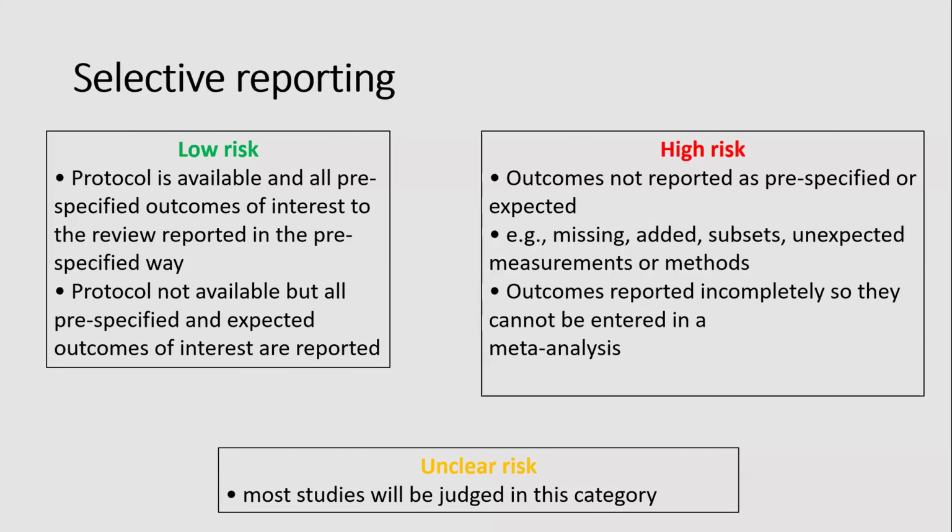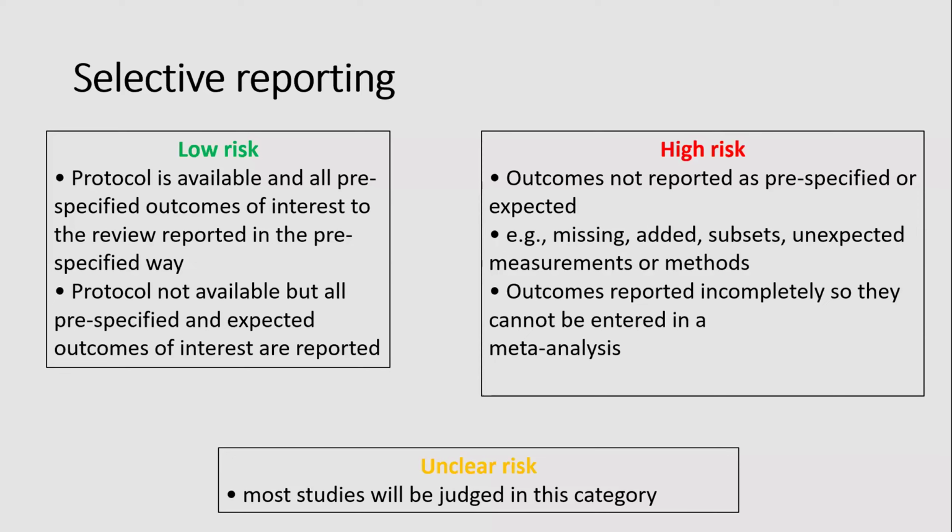So when we say low risk, the protocol is available and all pre-specified outcomes of interest to the review are reported based on your protocol. Or the protocol is not available, but all pre-specified and expected outcomes of interest are reported. That means you had prepared a protocol, but you may not have published it, but you have stuck to your protocol, based on what you had decided in advance.